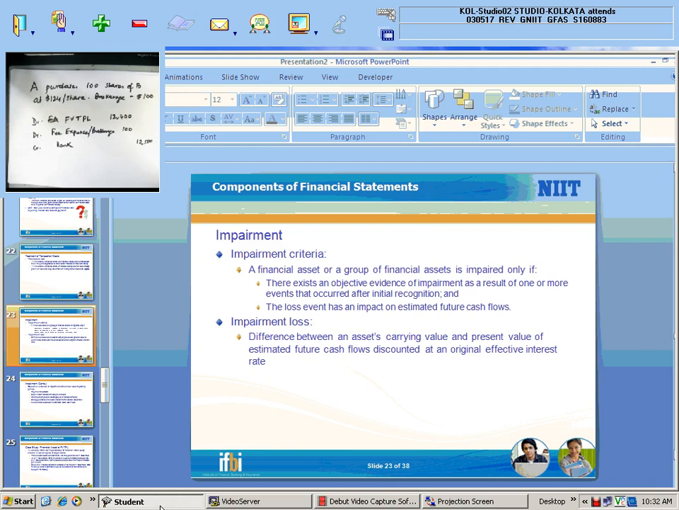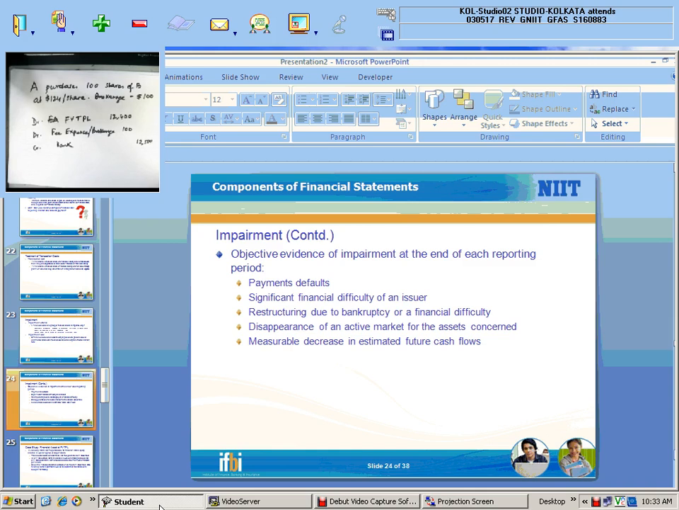So the impairment loss is taken as the difference between the asset's carrying value and the present value of the estimated future cash flows discounted at the original effective interest rate. So how do we calculate the impairment loss? The asset's carrying value in the books of accounts minus the present value of the estimated future cash flows discounted at the original effective interest rate. That is how impairment loss is calculated.